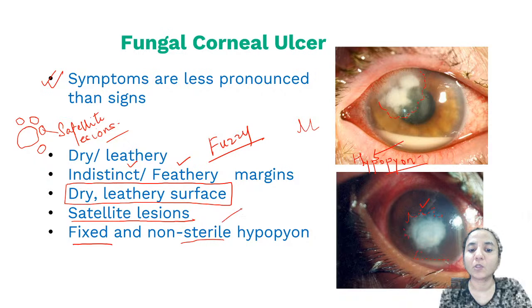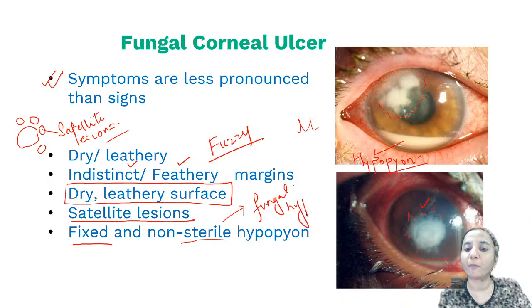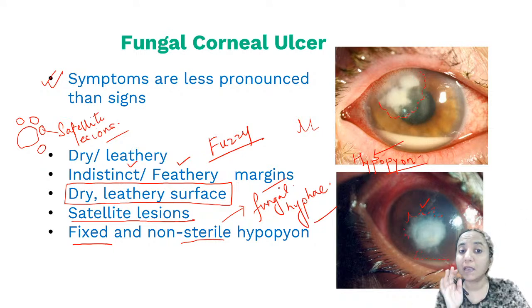What do I mean by non-sterile? It means that the fungal hyphae have perforated the cornea and entered into the anterior chamber, which is not the case with a bacterial corneal ulcer. In a bacterial corneal ulcer, it is sterile. The pus contains only neutrophils, does not contain any bacteria, but here it will contain the fungal hyphae.